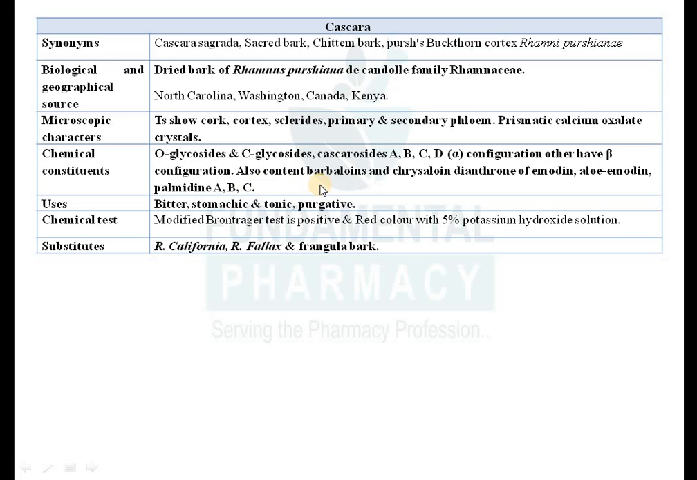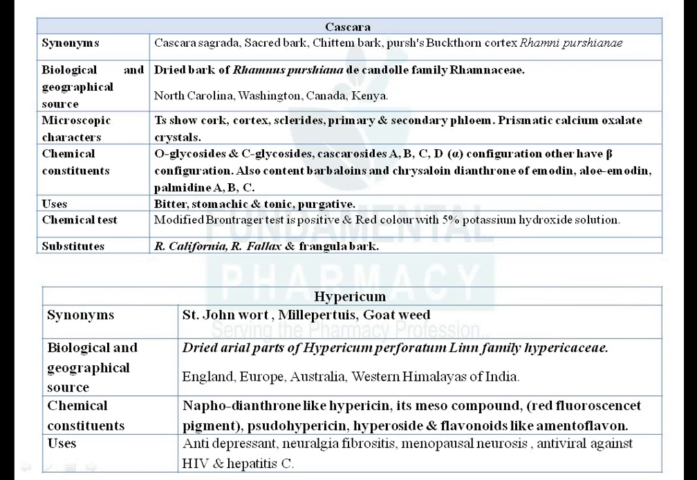Okay. It also consists of barbaloins and all that. So it is used as a bitter, stomachic and purgative. It will give you modified Brown-Taker test positive. क्यों? क्योंकि मैंने बोला है Brown-Taker test होता है आपका C glycoside के लिए, modified होता है आपका O glycoside के लिए, ठीक है। ये अपन बाद में फिर से एक बार देख लेंगे। Next one is hypericum.